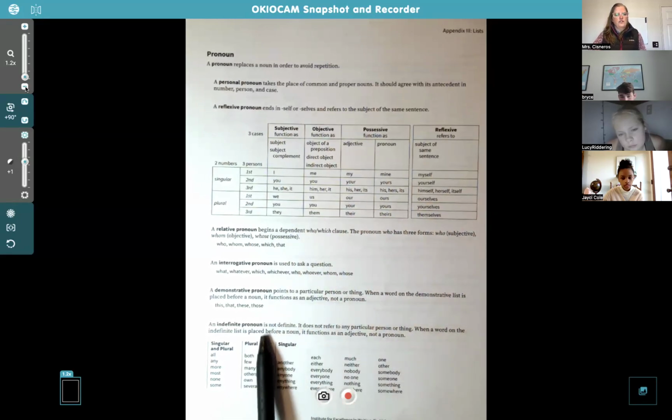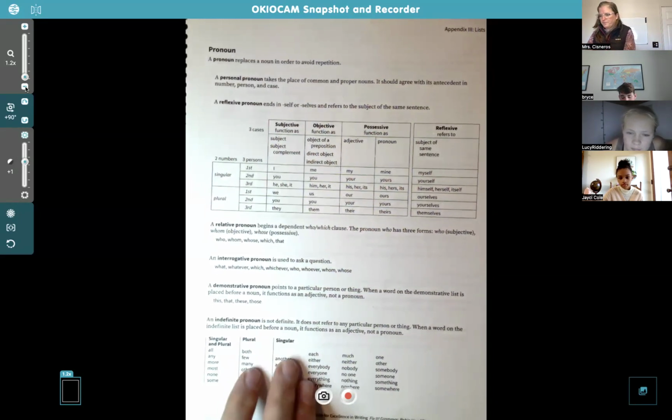And then here's the definition of each type of pronoun. And then you have a good list down here of the indefinite pronouns. So pronouns are more than just he, she, it. There's a bunch. And so we're going to look for these in this book and mark them with PR for pronoun. Anytime it takes the place of another noun, it's going to be a pronoun.